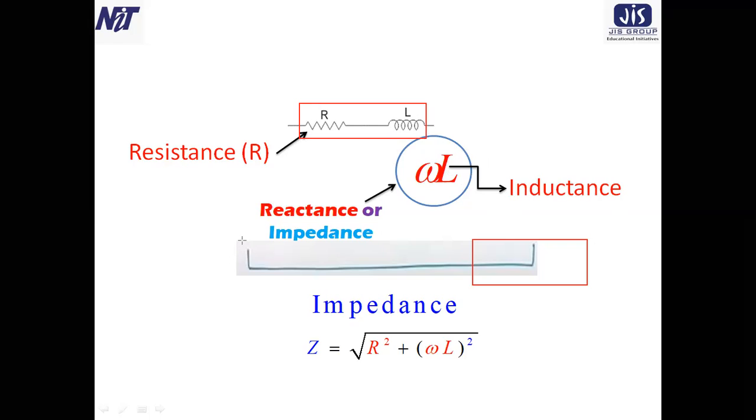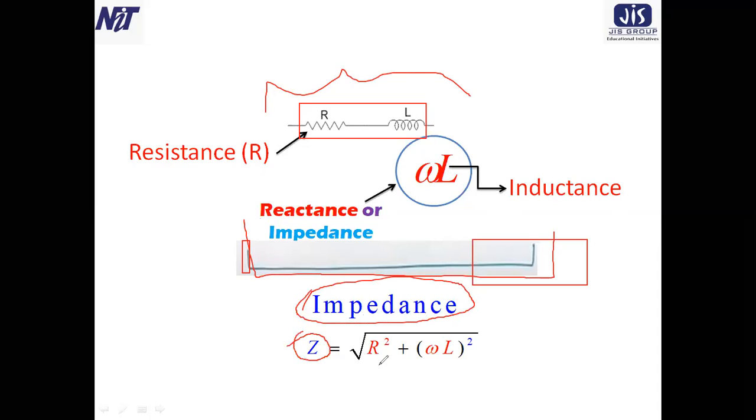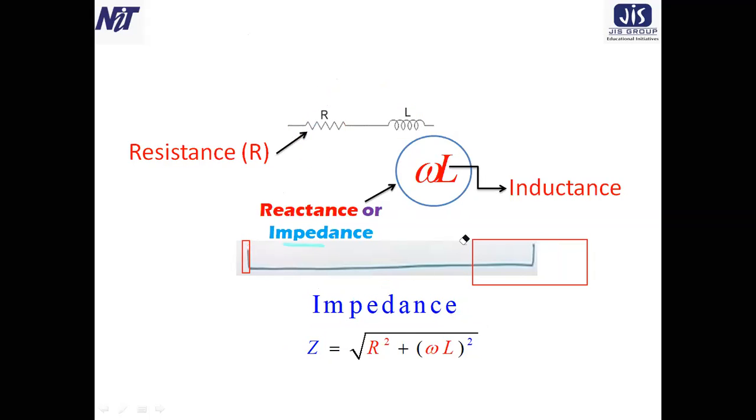Now if we consider the whole part, then what will happen? If we consider the whole part, meaning this part R and L, the name of this whole part consideration is called the impedance. So what is impedance? Z equals root over R square plus omega L whole square. So this is the impedance. You can find the value of the impedance with the help of R and L, and the equation is Z equals root over R square plus omega L square.